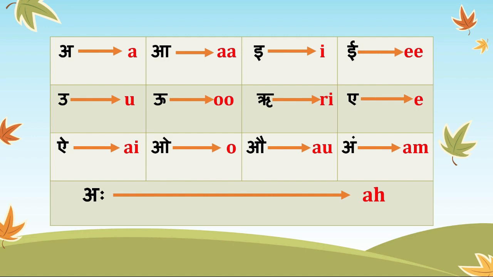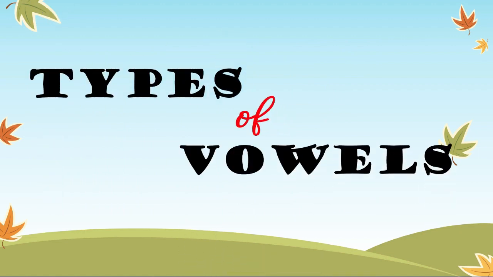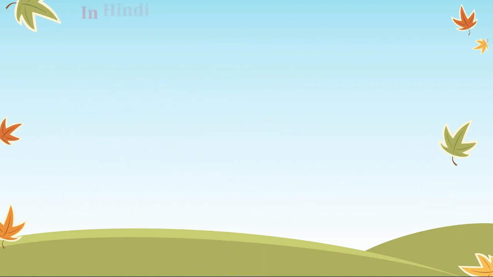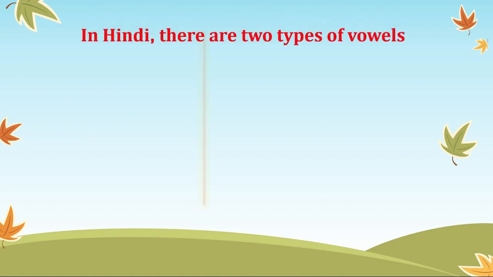Now, let's see some important points about vowels so that you can remember them at the time of practice. Next topic is types of vowels. Basically, in Hindi, there are two types of vowels, short vowels and long vowels. There are 4 short vowels and 7 long vowels. First type are short vowels, which you can call in Hindi hrasva swar. Short vowels are vowel sounds that are pronounced in a short form.